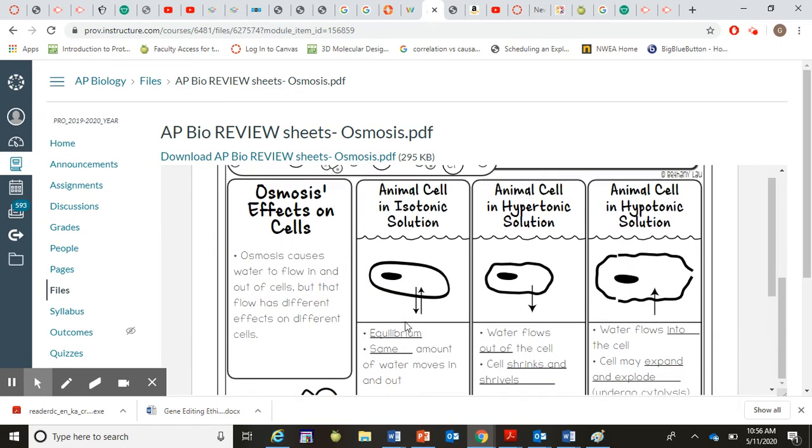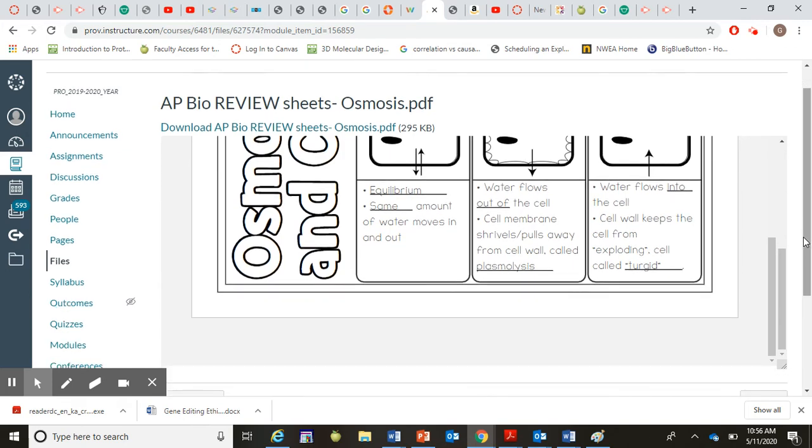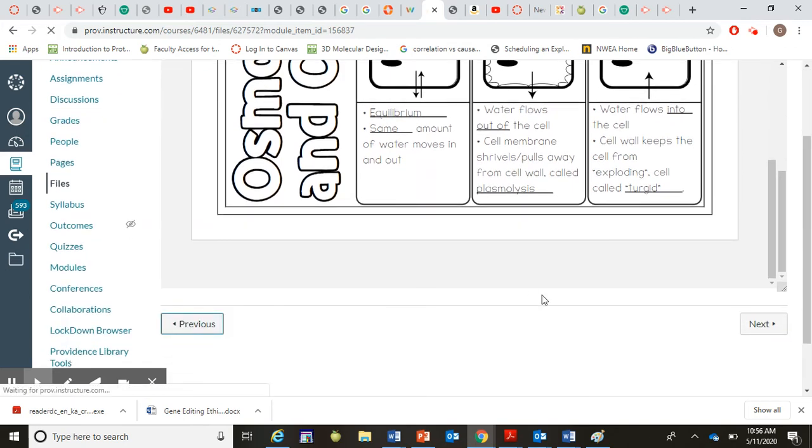Okay, so now I want to talk about facilitated diffusion. So if we scroll down, it's the note sheet before this.